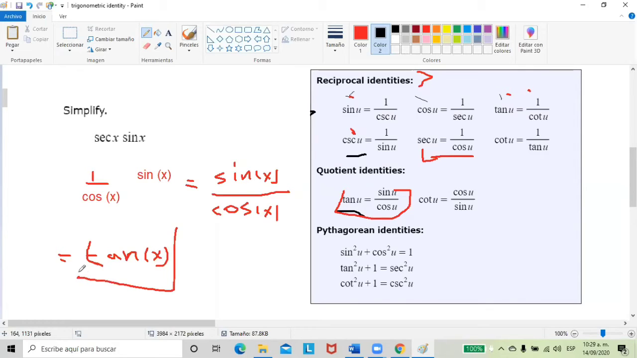This is simplified. Okay. The secant is this one. Secant is equal to 1 over cosine. But then, where do you put it in your answer? Here.